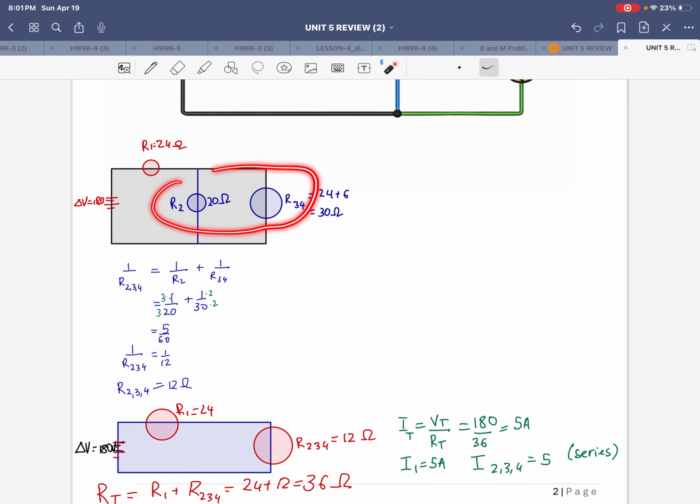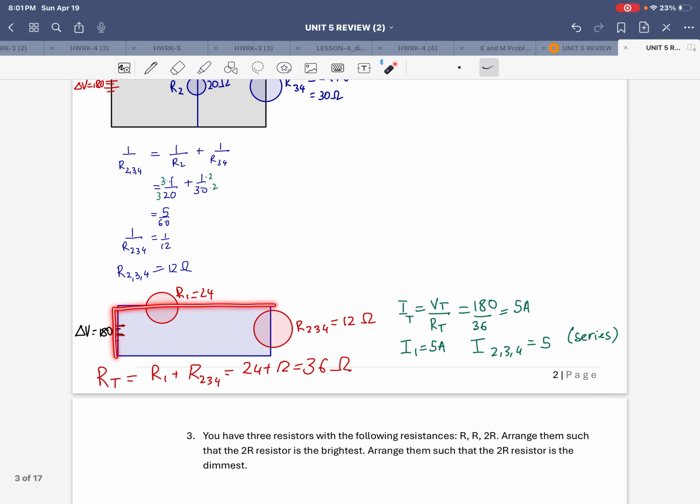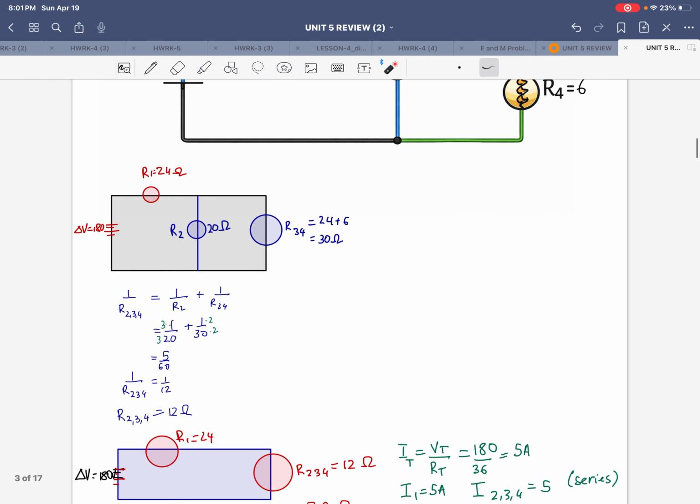Now you see that for 2, 3, 4, we have 2 in parallel with 3, 4. So we know that the voltage in here is 180, but the voltage drop will be different because this is in series. So we're going to revisit this, and we're going to say that here we got I1 equal to 5. And we know that I234 is also going to be 5 amps.